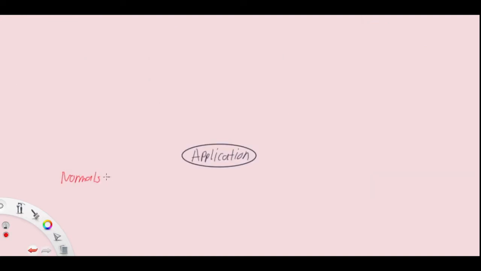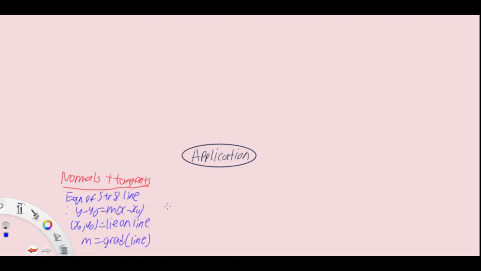We finally have applications, and we start off with normals and tangents. To find the equation of the normals and tangents, we have to use the equation of a straight line. The general form is given by y minus y0 equals m bracket x minus x0, where (x0, y0) is any point that lies on the line, and m is the gradient of the line.